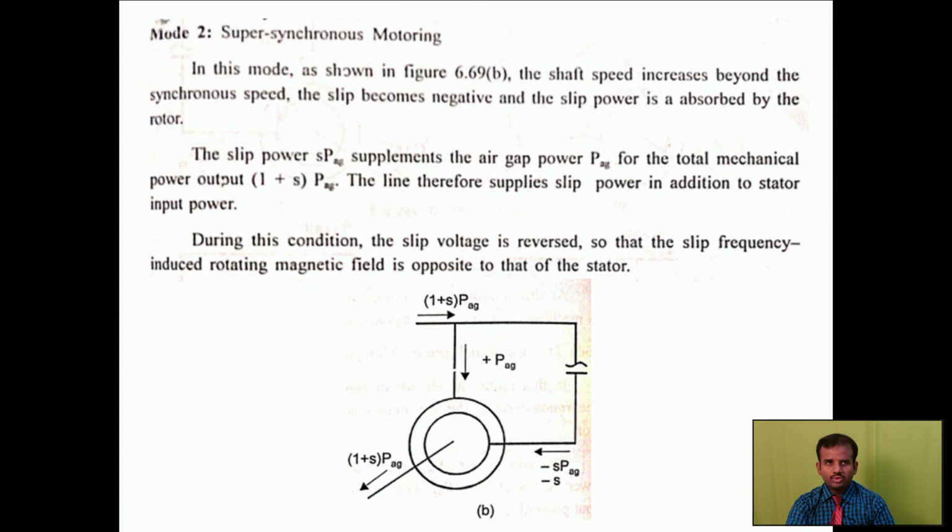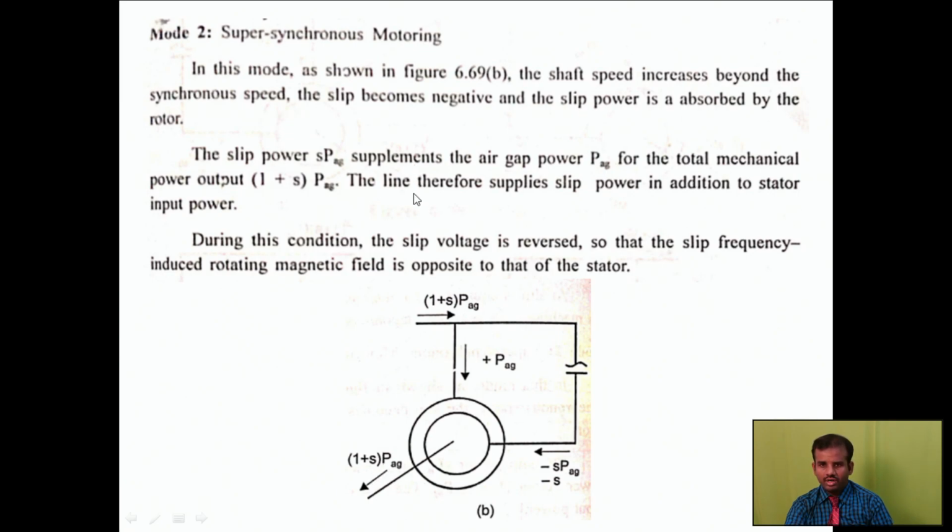And mode 2, super synchronous motoring. In this mode, the shaft speed increases beyond the synchronous speed. So the slip becomes negative, that is minus s, and the slip power is absorbed by the rotor, so the slip power is represented as minus s into PAG. So here the slip power s into PAG supplements the air gap power PAG for the total mechanical power output. Here we have to add these two powers, PAG and s into PAG. Okay, so we have to write here 1 plus s into PAG.